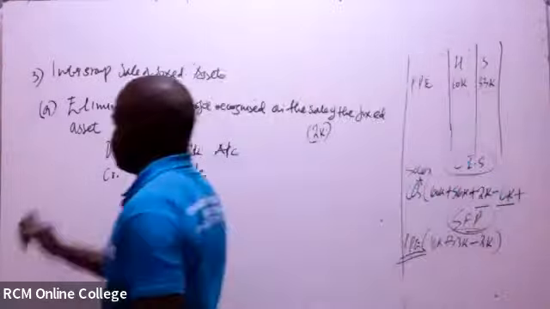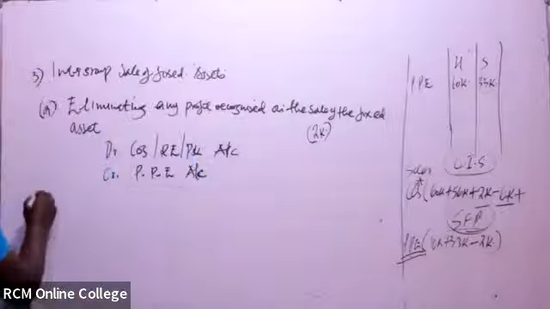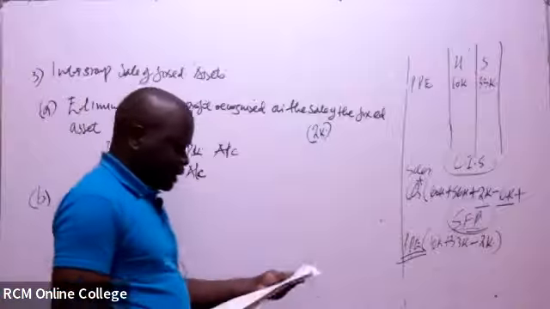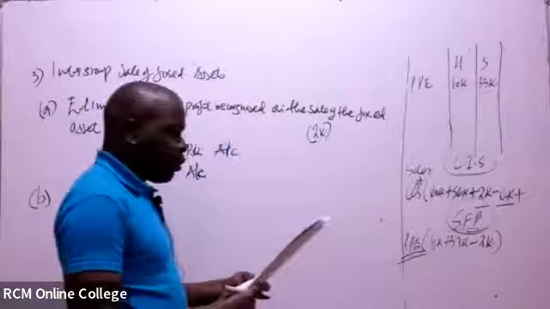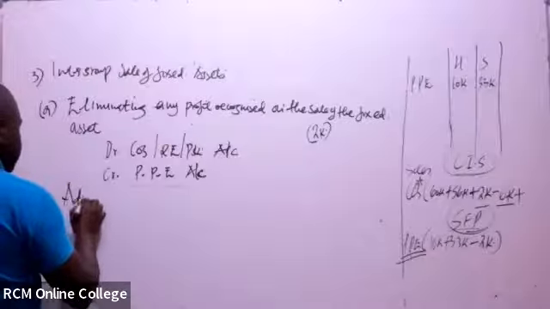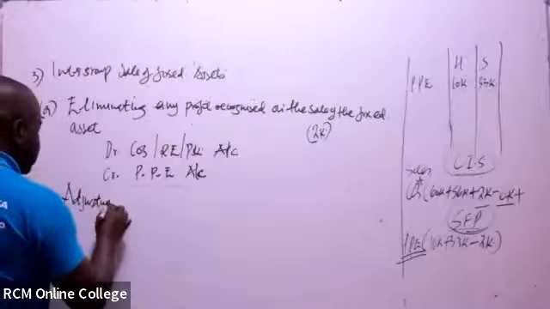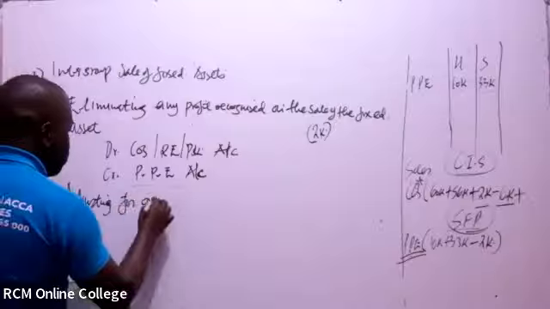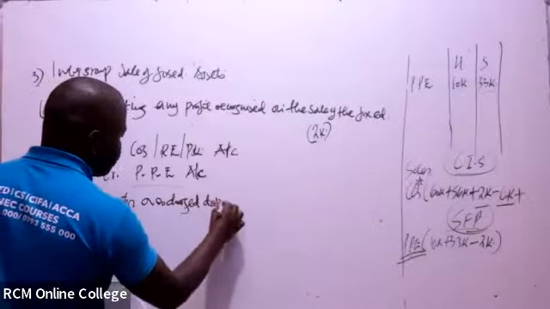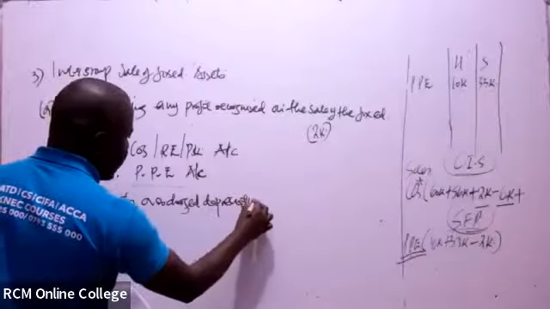So number B, you can write number B here. There can be another adjustment. So you can write: adjusting for overcharged depreciation. Adjusting for overcharged depreciation.